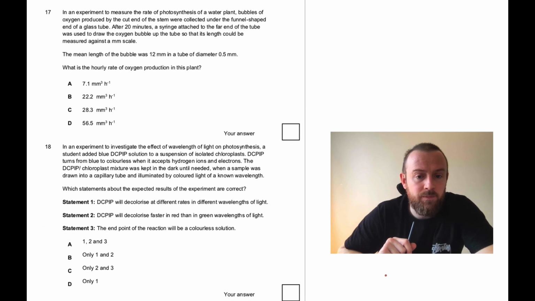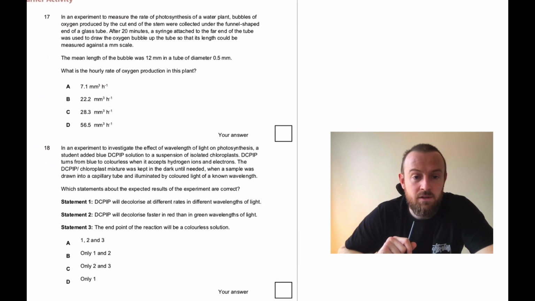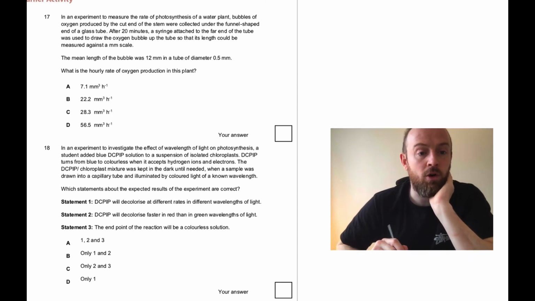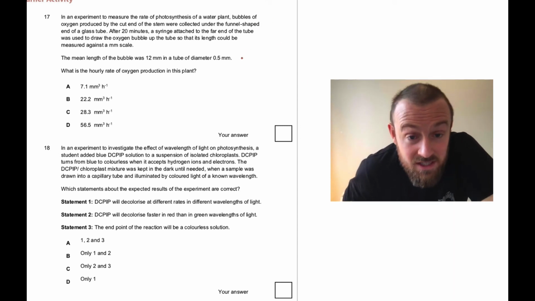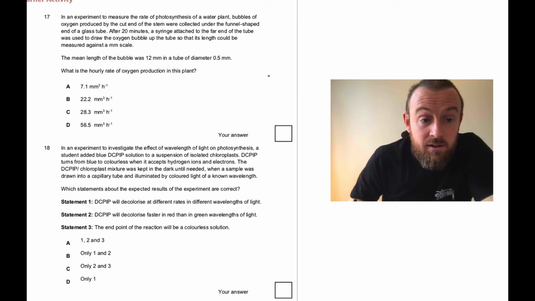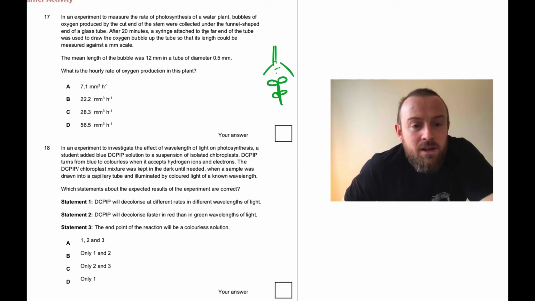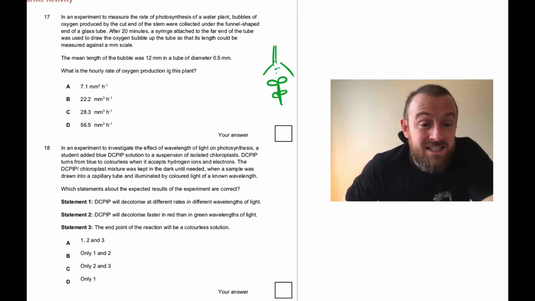17. In an experiment to measure the rate of photosynthesis of a water plant, bubbles of oxygen produced by the cut end of a stem were collected under a funnel-shaped end of a glass tube, like this. After 20 minutes, a syringe attached to the far end of the tube was used to draw the oxygen bubble up the tube so that its length could be measured on a millimetre scale. The mean length of the bubble was 12 millimetres in a tube diameter of 0.5.